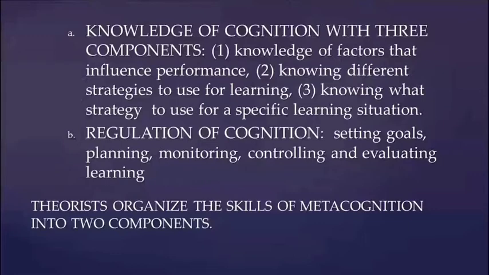There are times that you need to write, there are times that you need to use the laptop, there are times that you need to go to the library, there are times that you need to use the online sources. And you need to know which one fits. Those are the 3 components of the knowledge of cognition. While regulation of cognition refers to setting goals, planning, monitoring, controlling, and evaluating your own learning. So these are the 2 important components that theories organize in relation to the skills of metacognition.